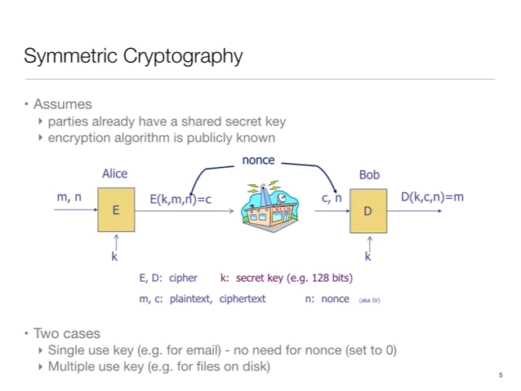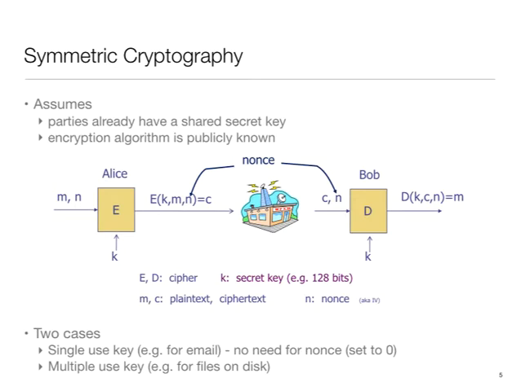The other is the multiple-use key, where the same key is being used multiple times, and there you have to be more careful. For example, for files on the disk, you have no choice but to use multiple keys, because otherwise, if we use the same key, I can decrypt your file and you can decrypt my file. So this is an example where multiple keys get used. That's the very high-level general framework.